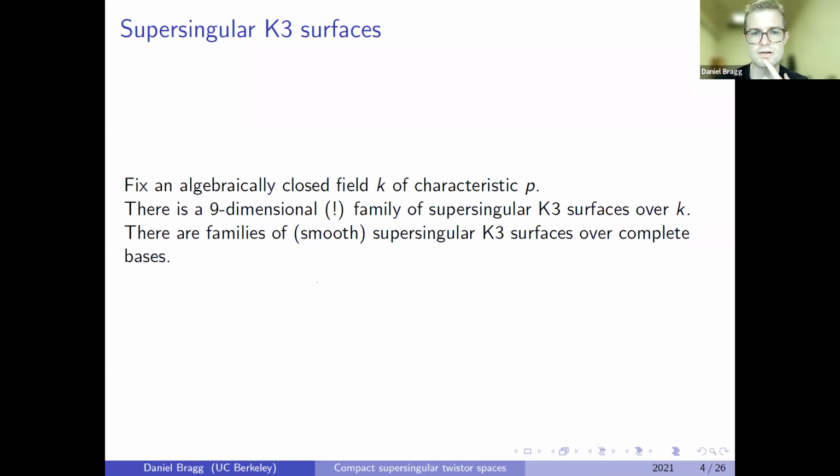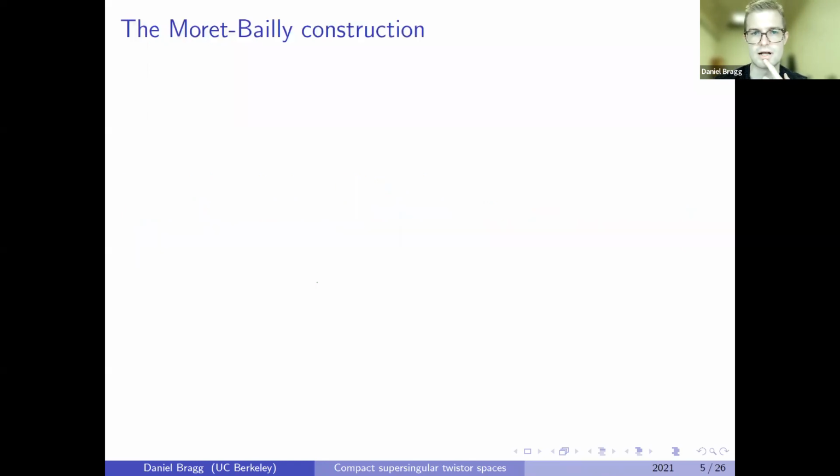Okay, so I wanted to give you an example of a very concrete construction of a family of supersingular K3 surfaces over a complete base. The complete base is going to be P1 in this case. I think this is a really cool construction. If you haven't seen it before, hopefully this could be a takeaway from this talk. I'm going to call it the Moret-Bailly construction, or the Moret-Bailly family. So here's how it goes.